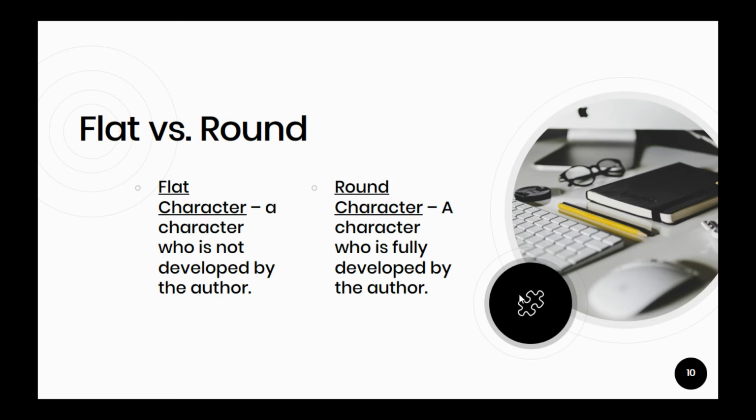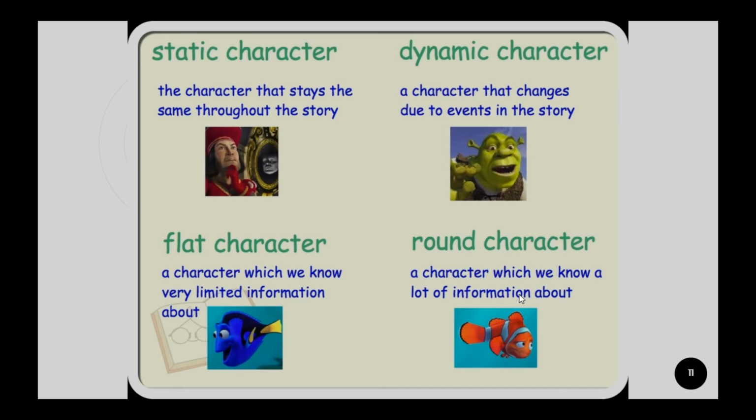Then you have flat versus round characters. A flat character is a character who is not developed by the author, whereas a round character is fully developed by the author, meaning for a flat character, we're going to have to take what we read and develop our characters, whereas with round, we're given all the qualities that we need to know who the character is.